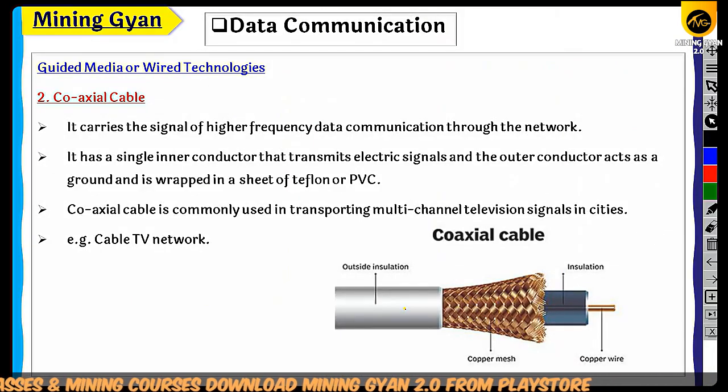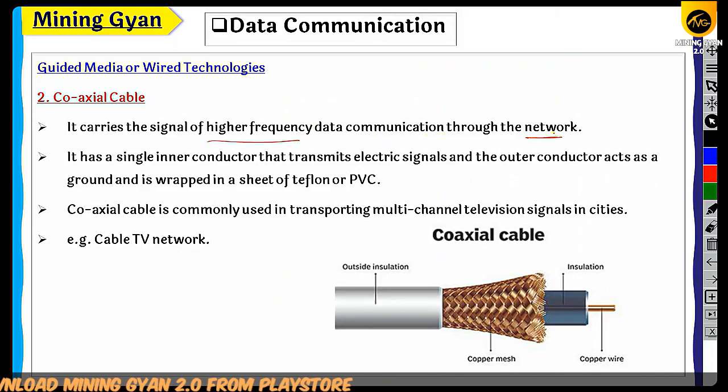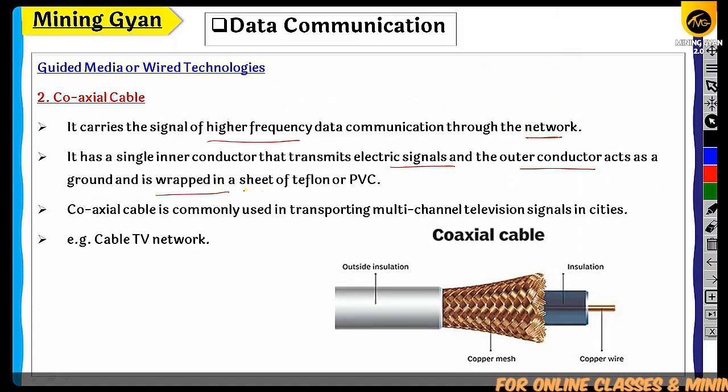Coaxial cable carries the signal of higher frequency data communication through the network. Basically, these are the fastest as compared to the Ethernet cable. It has a single inner conductor that transmits the electric signal, and the outer conductor acts as the ground and is wrapped in a sheath of Teflon or PVC.